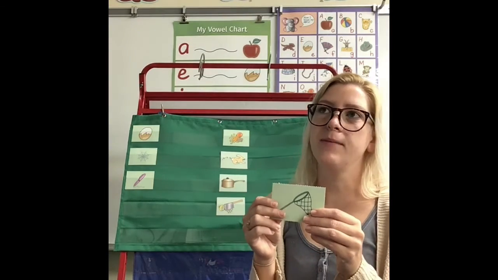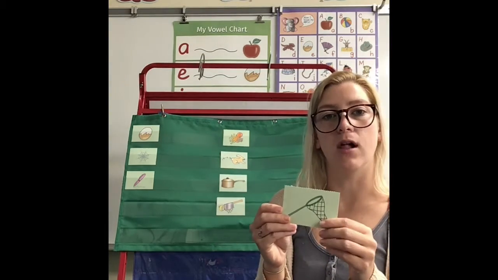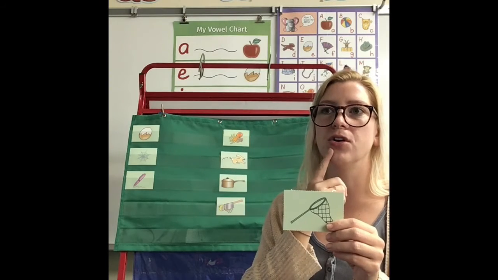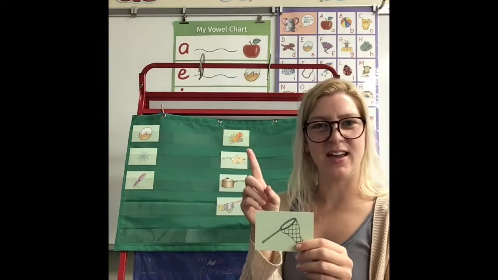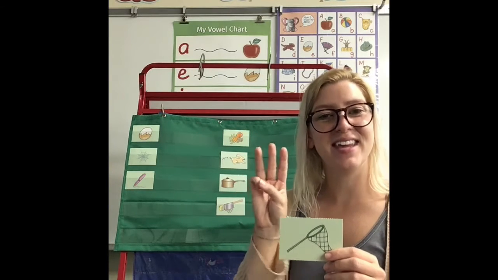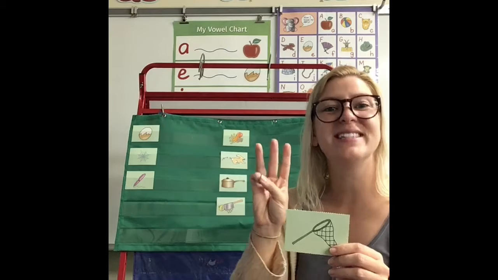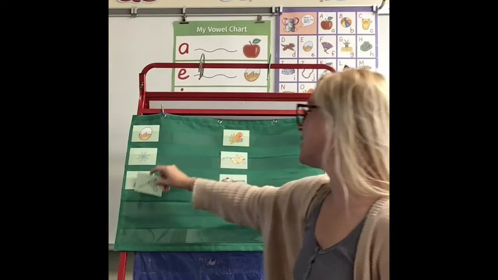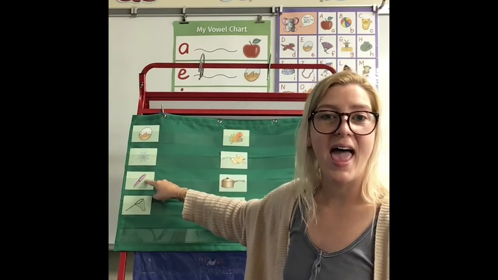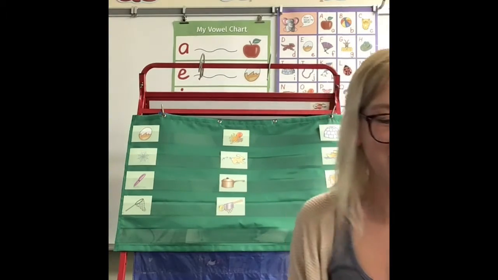Net. I'm going to try counting the sounds to hear all of them. N, eh, t. I heard n at the beginning of net, eh in the middle of net, and t at the end of net. The middle sound was like at the beginning of egg, or like in the middle of pen and web. Let's try another.